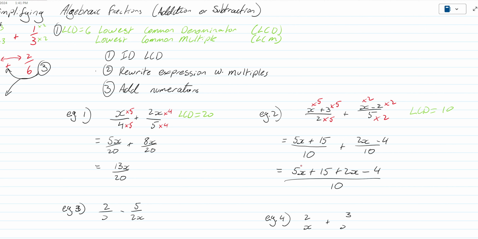Find our like terms, 5x and 2x. 5x plus 2x will give us 7x, and then we have positive 15 and minus 4. That will give us plus 11 over 10. And there's our answer there.